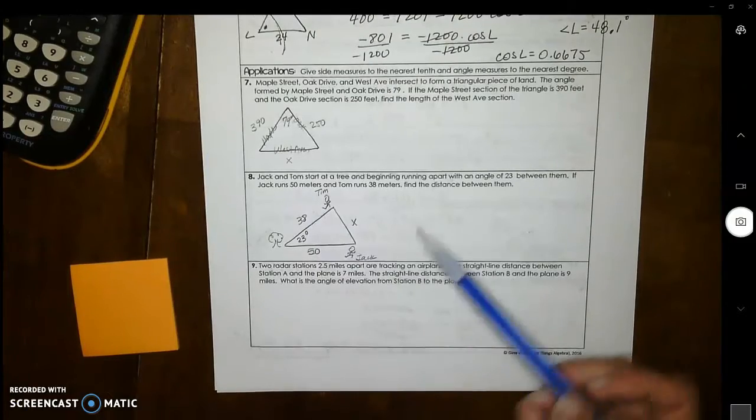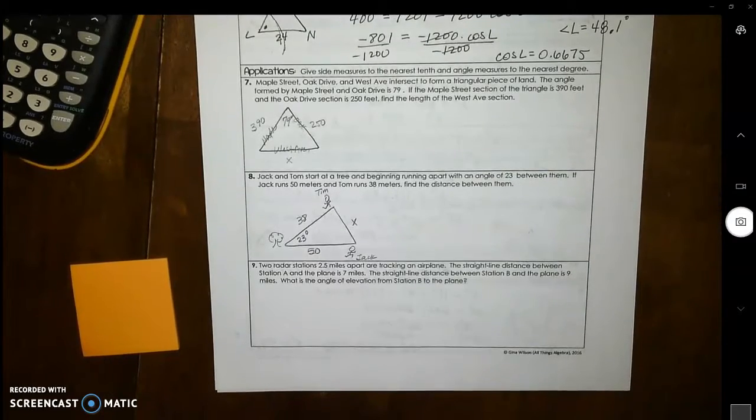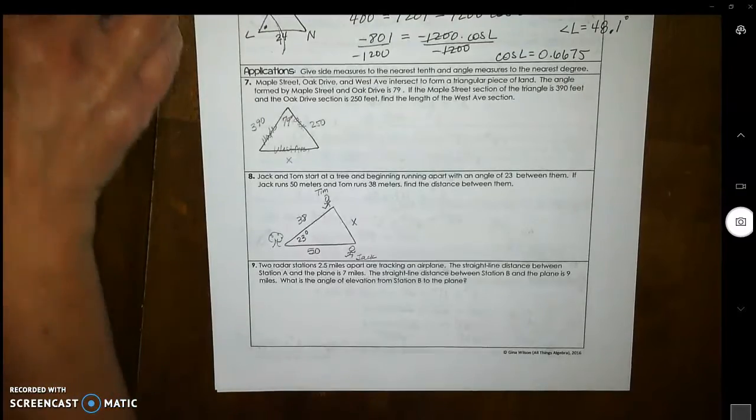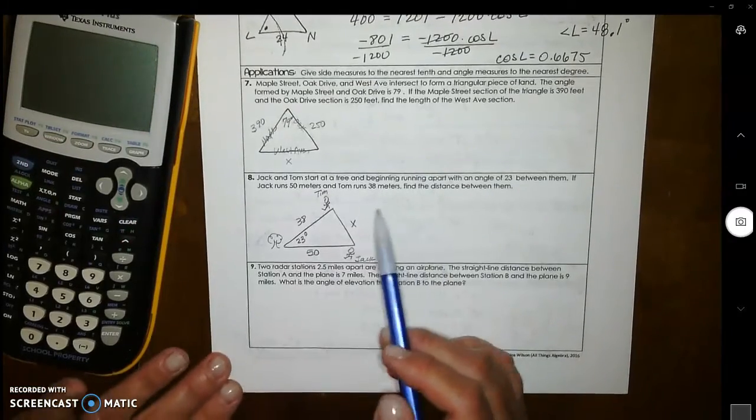All right, and so with the law of cosines, this gives you a great opportunity to do a little bit of algebra, a little bit of math and trig to find some distances and things that you might need to know if you were, say, a land surveyor, okay? So let's take a look at number 7. Number 7, you're going to have to draw your own pictures.